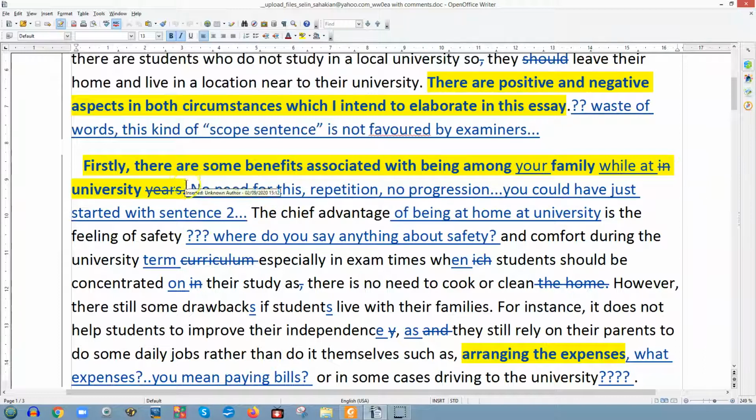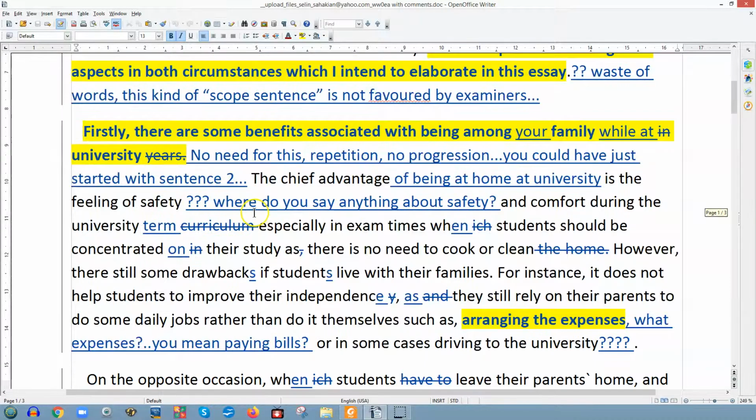Now, we don't need this. Repetition, no progression. You've got to show progression for cohesion and coherence. You could simply start with sentence 2. The chief advantage is. Okay, so we don't need this. That's a repetition. So, if we start with the chief advantage of being at home at university is a feeling of safety. Now, you say safety here, but you never mention it. You mention comfort, but nothing to do with safety, so don't include what you don't talk about.